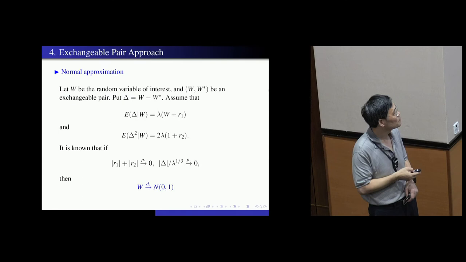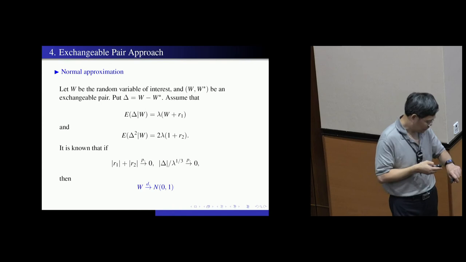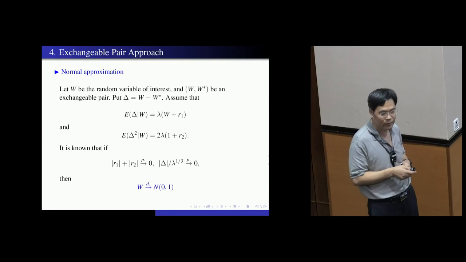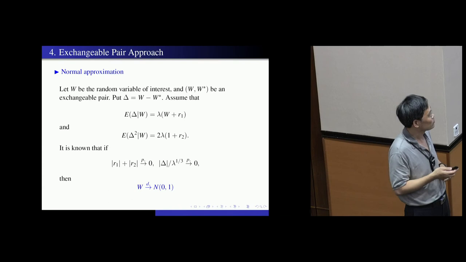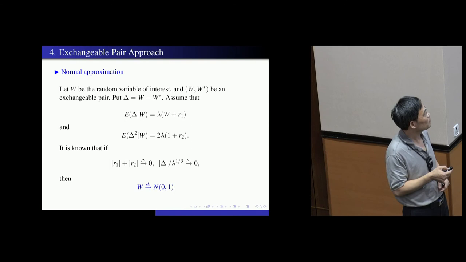So maybe I still have 2 minutes to share with you the extreme pair approach, because the extreme pair sometimes could be useful, although sometimes it is still not easy to compute the conditional expected value, which is not so trivial. So W lambda is an arbitrary random variable. We introduce an independent copy. I change it to W star here because we already used prime several times. So delta is the difference.